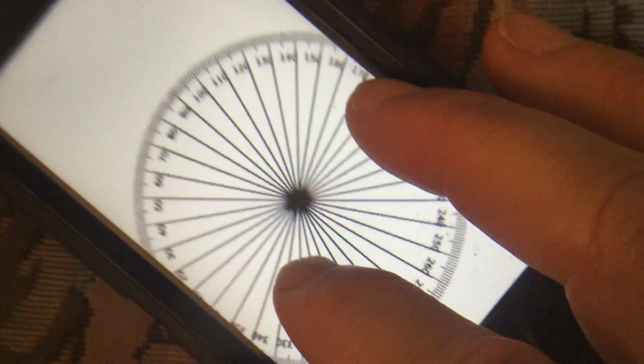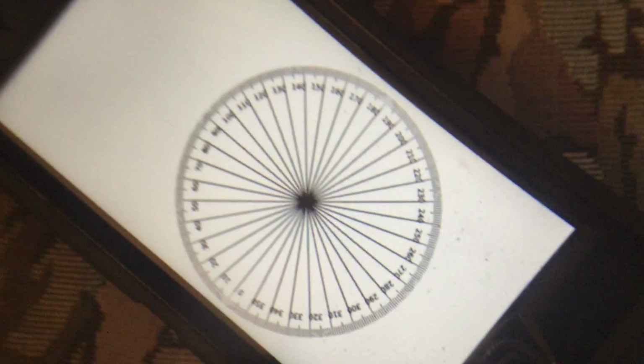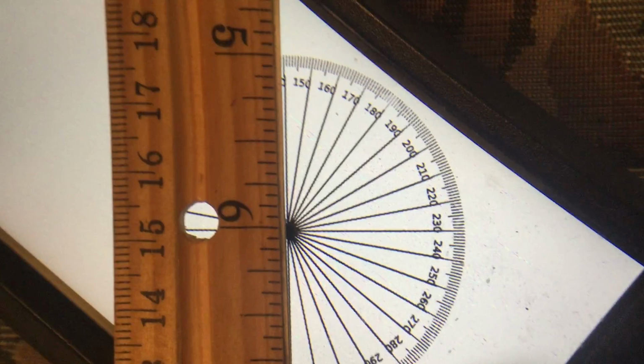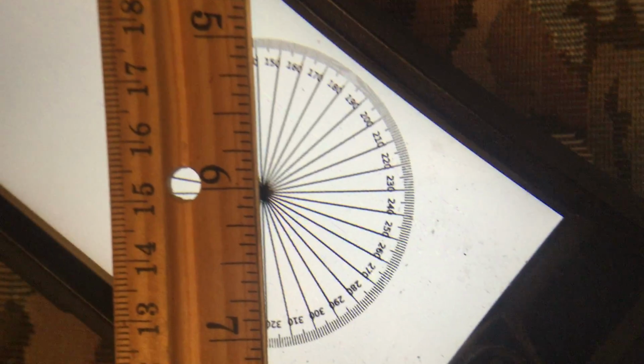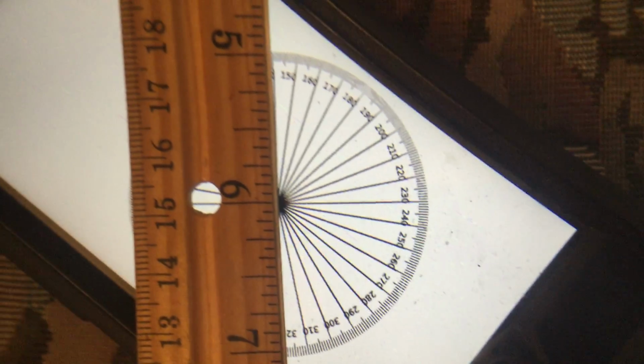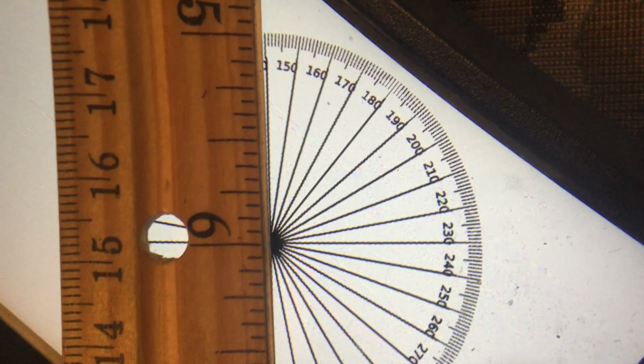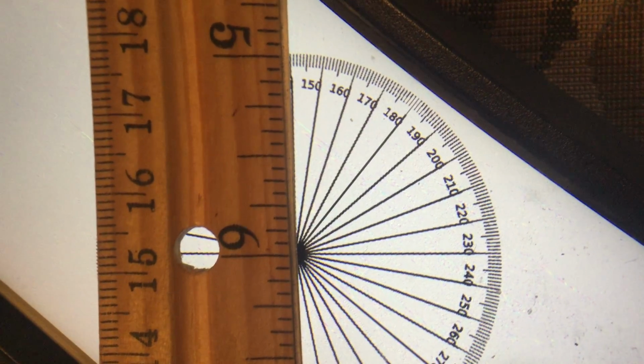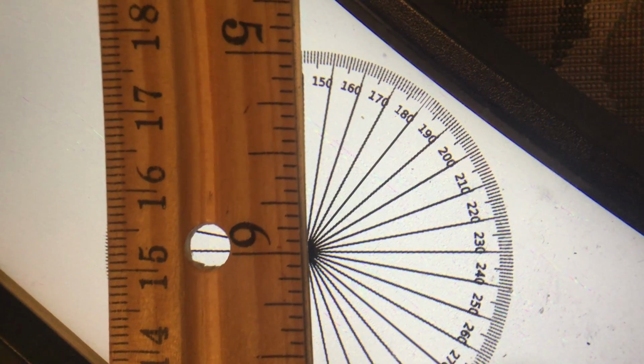We can determine the astigmatism axis in degrees by moving up to the astigmatism target, and by placing a ruler exactly vertical to us and through the center of the astigmatism target. And this tells us that our axis of the astigmatism is right at 140 degrees.